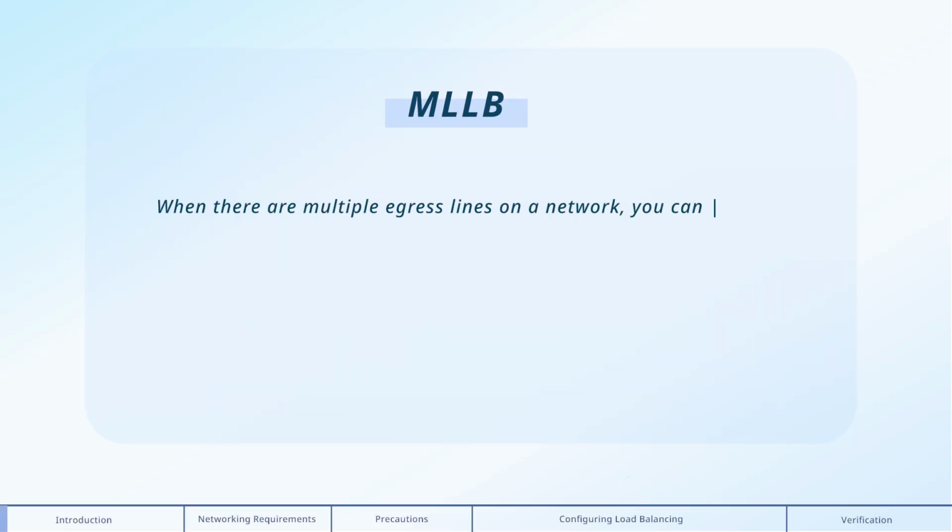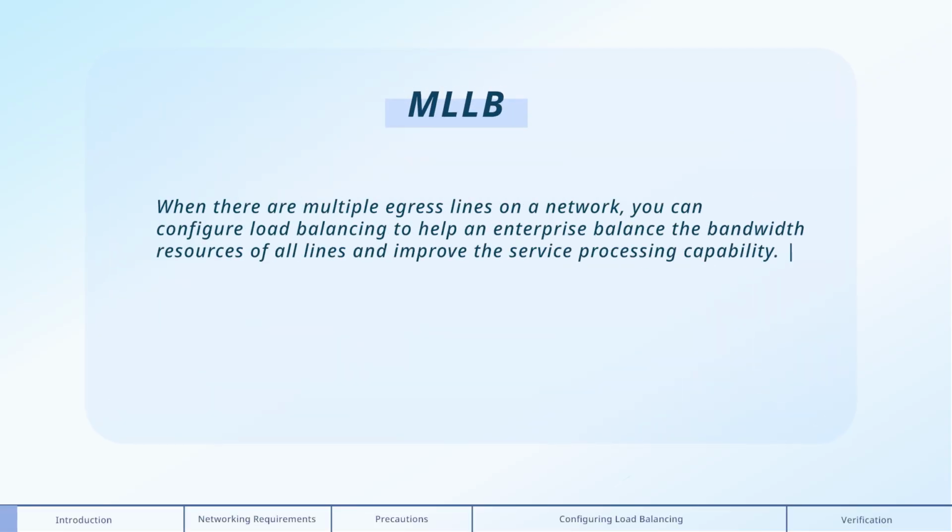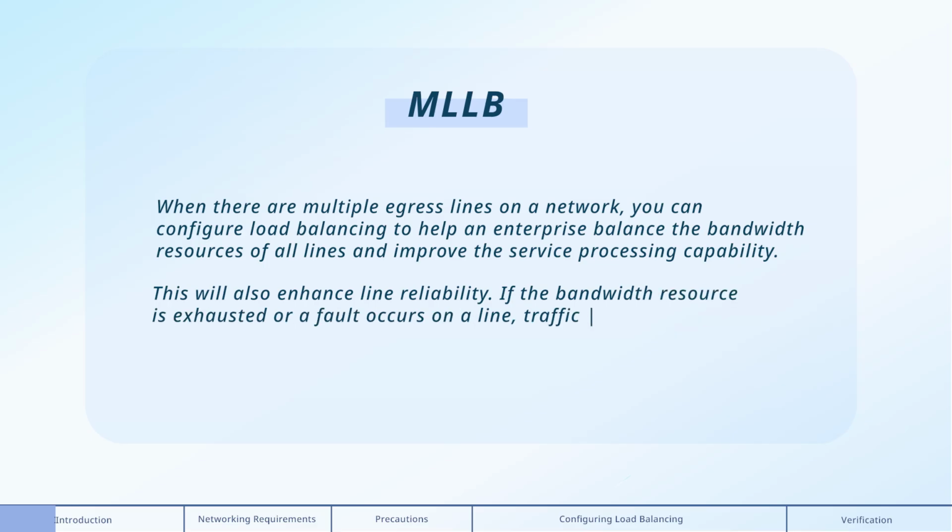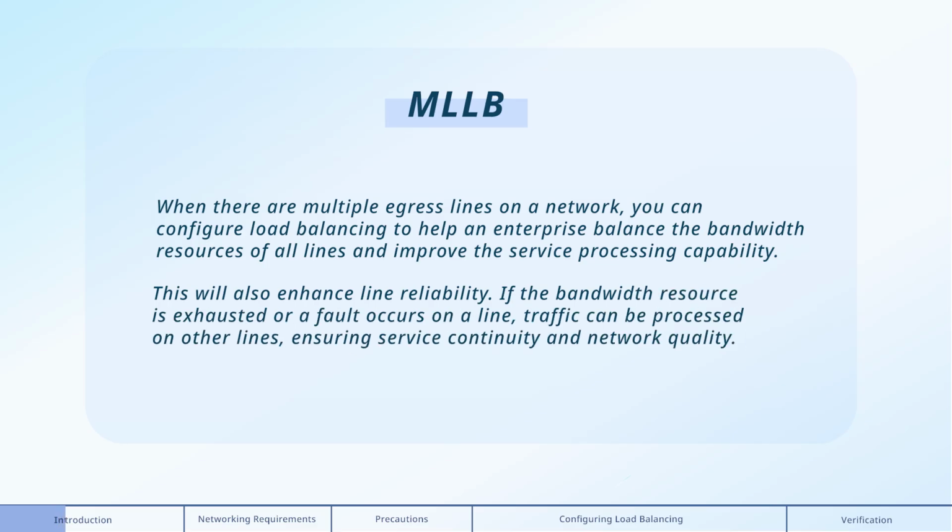When there are multiple egress lines on a network, you can configure load balancing to help an enterprise balance the bandwidth resources of all lines and improve the service processing capability. This will also enhance line reliability. If the bandwidth resource is exhausted or a fault occurs on a line, traffic can be processed on other lines, ensuring service continuity and network quality.